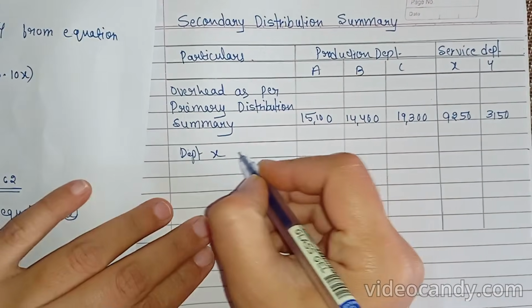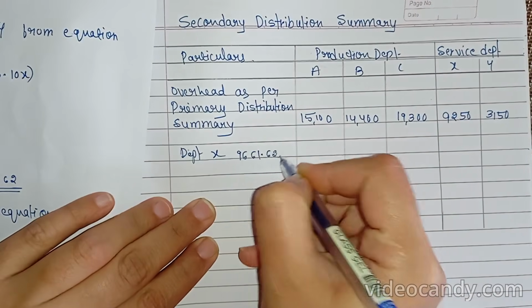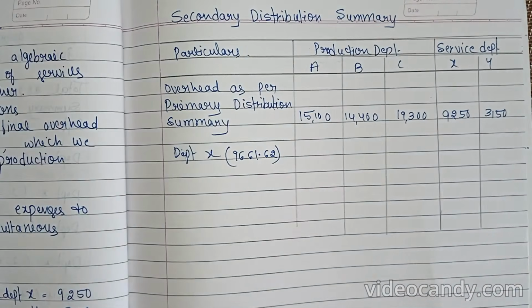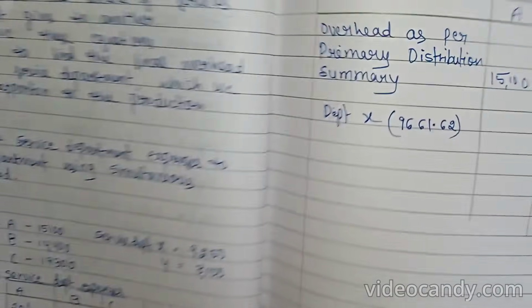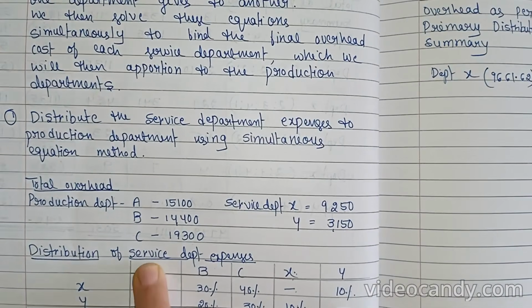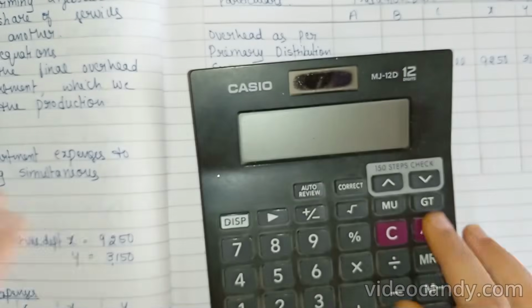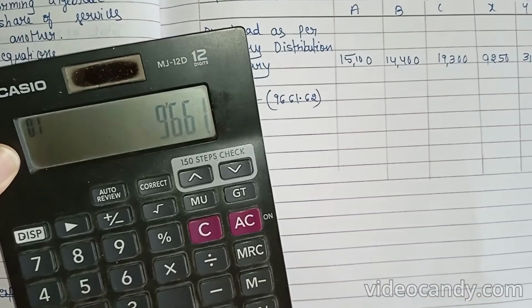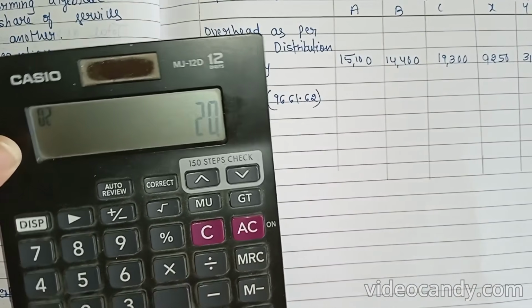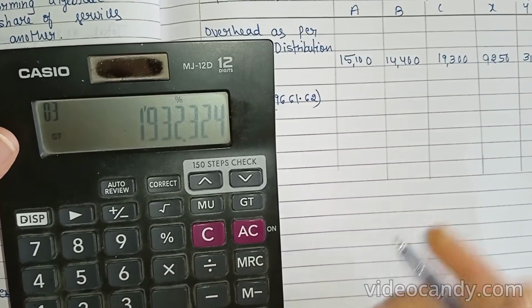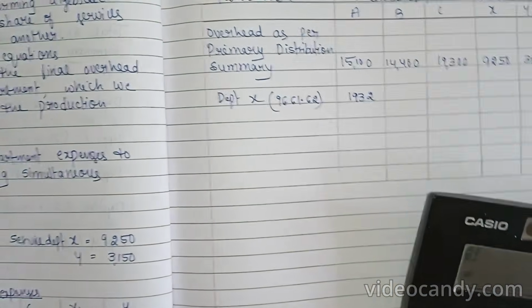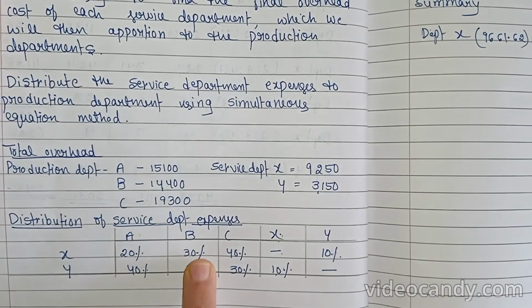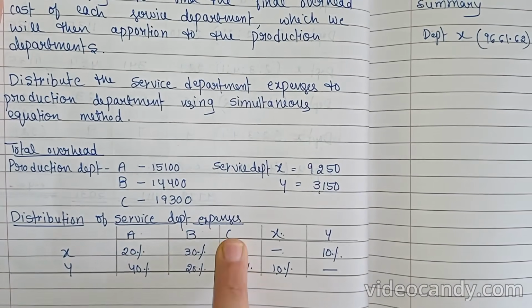That is 9661.62. Now here X provides 20% of service to A. Means 9661.62 into 20 percentage means 1932. So 1932. And for B, X provides 30% of service to B and 40% of service to C.